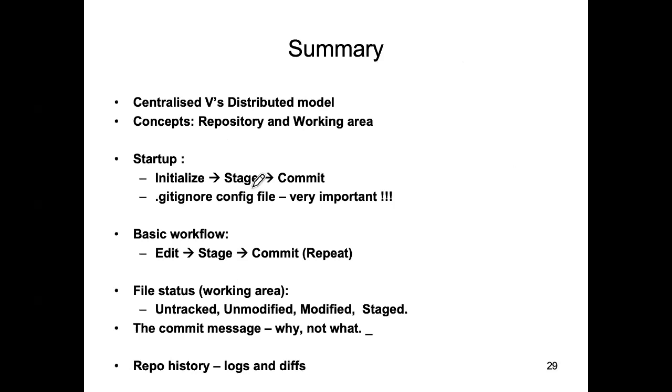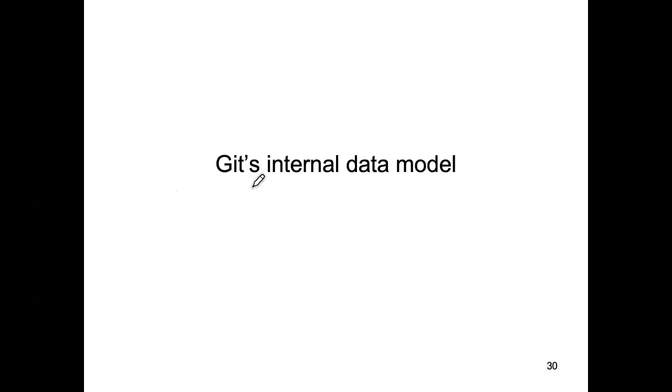Now, I'm going to skip over the summary. That's okay. You can read through that yourselves. The last thing I want to talk about is essentially how does Git store files and folders within the repository itself, where files and folders are essentially the data associated with your project. How does it store that data internally?